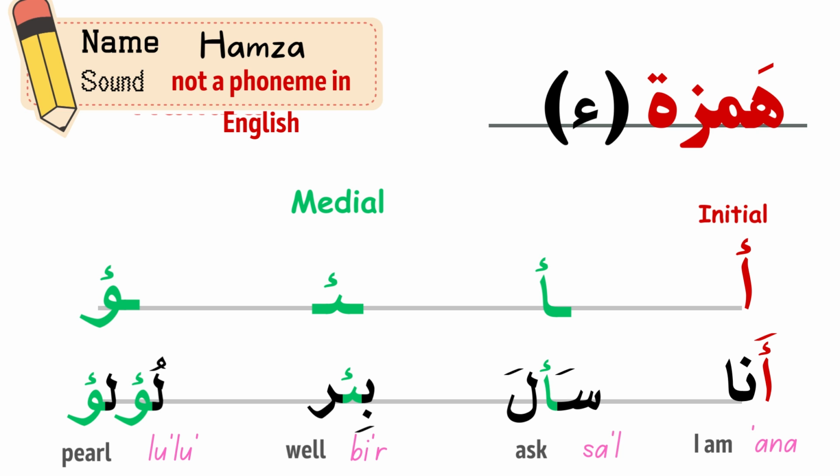Word بئر. بئر shows the medial form of the hamza when the hamza comes on chair or on ya. Word لؤلؤ. لؤلؤ shows the medial form of the hamza when the hamza comes on wow. There are three shapes for the medial hamza or the middle hamza. There is the hamza on alif, the hamza on ya, and the hamza on wow.